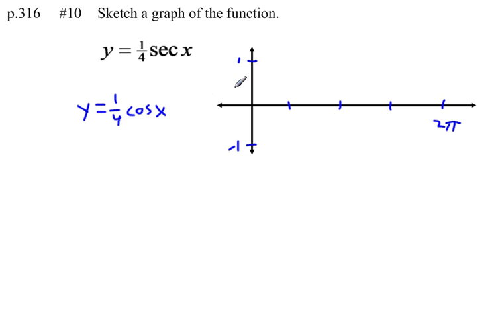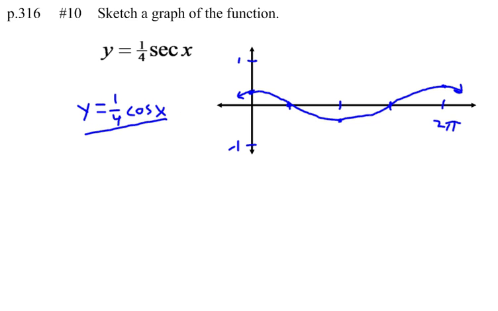The 1/4 in front will make our graph only a fourth as tall. So we're actually going to start right here. We will curve down to a minimum value, then curve up, and at 2 pi, be ready to start this graph again. So my graph will look something like this. And it'll continue on forever in both directions. Okay, now that's the graph of y equals 1/4 times the cosine of x.